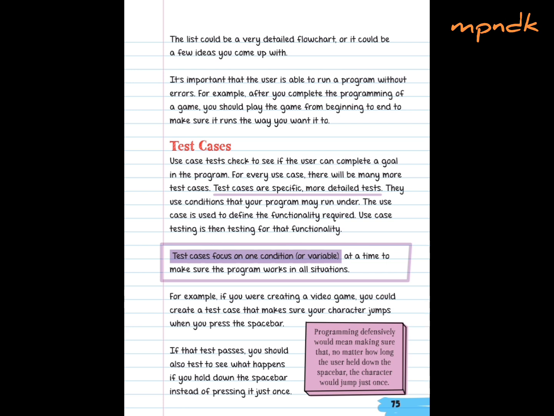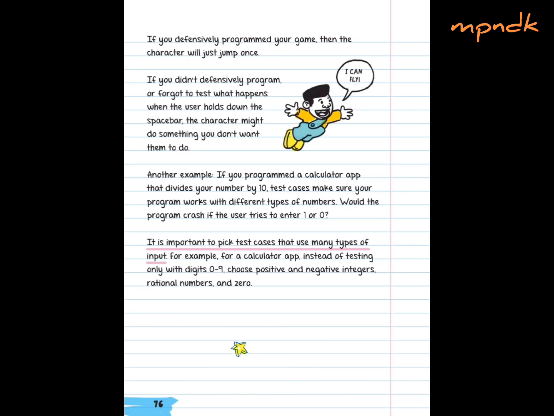For example, if you were creating a video game, you could create a test case that makes sure your character jumps when you press the spacebar. If this test passes, you should also test to see what happens if you hold down the spacebar instead of pressing it just once. Programming defensively would mean making sure that no matter how long the user held down the spacebar, the character would jump just once. If you defensively program your game, then the character will just jump once. If you didn't defensively program or forgot to test what happens when the user holds down the spacebar, the character might do something you don't want them to do.